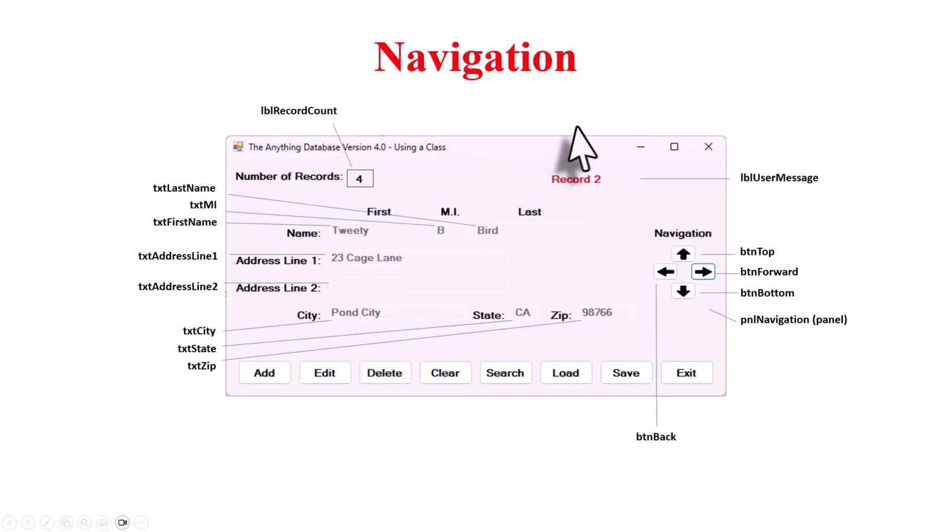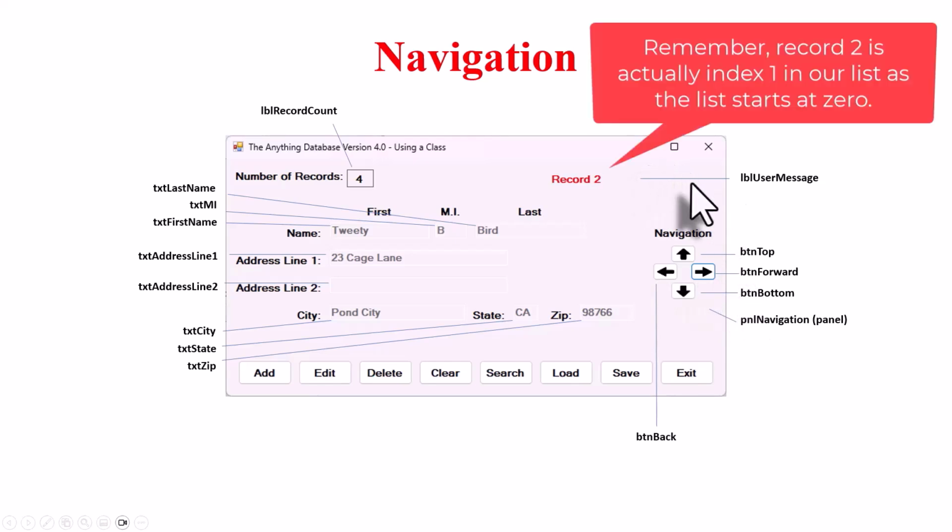If we look at our screen, we're going to be using the number of records showing up there. We'll be using all of our fields here: the text, last name, middle initial, first name, address, line 1 and 2, city, state, zip. And of course, these buttons will be turned on, so we can actually use this. The panel button will be on as well, so we can go backwards, button top, forward, and bottom. And there'll be a user message that tells where we are in the database, where we are in this list as we struggle through it. So that's what we're going to be doing with our code this time.